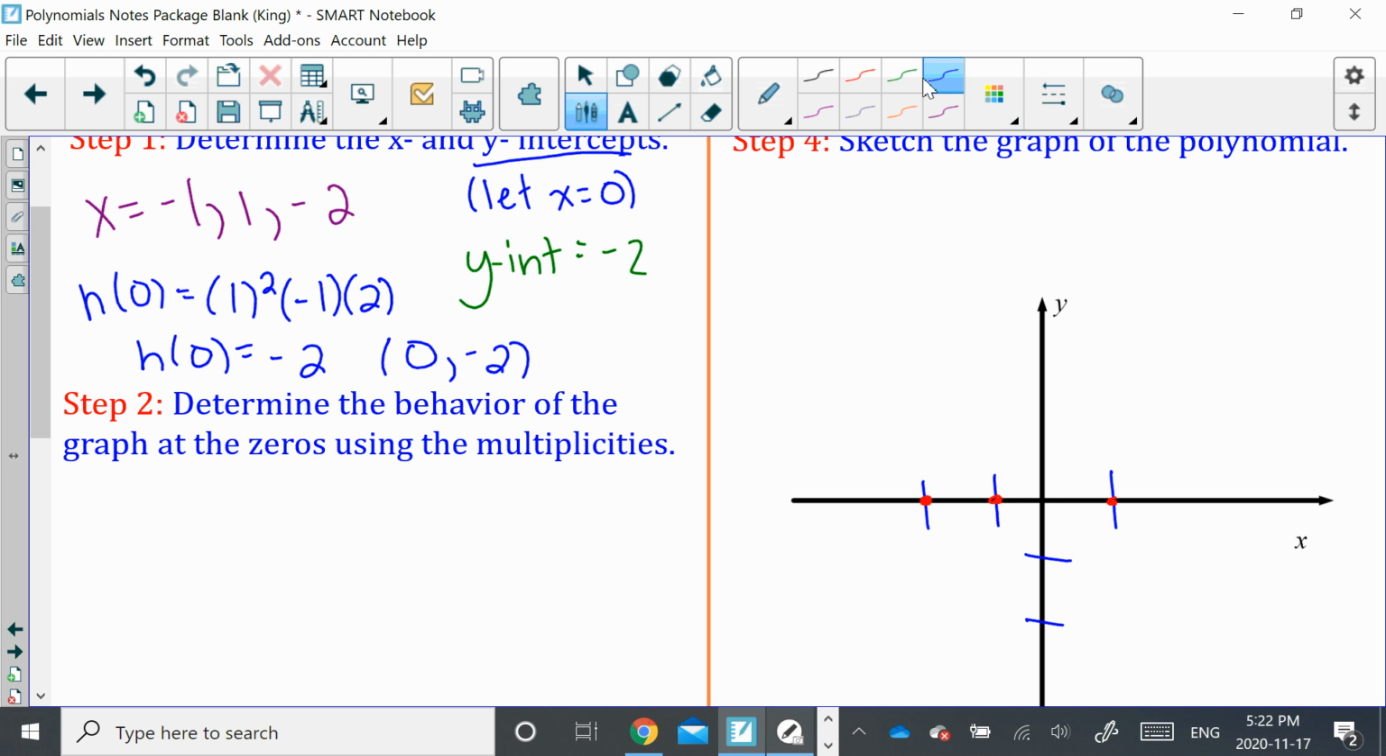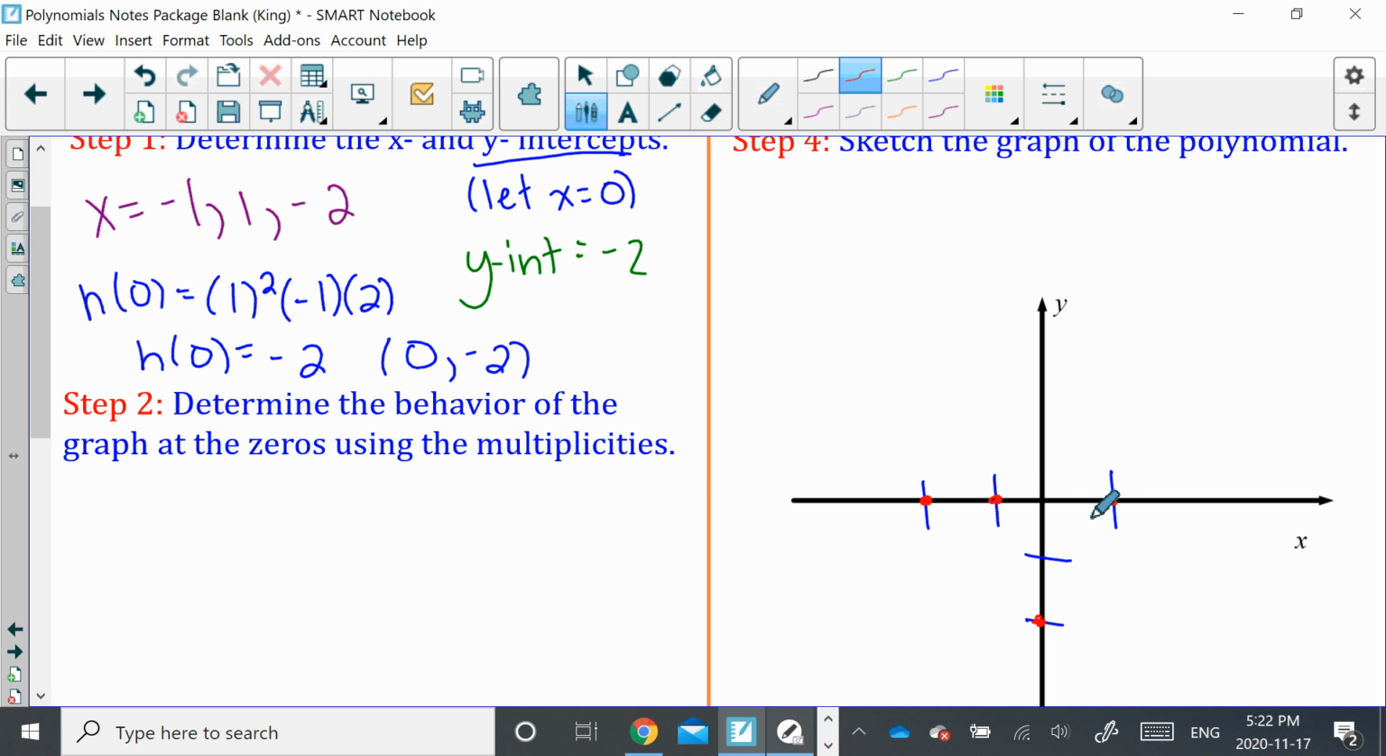So let's go to our graph and put in a y-intercept of -2. Again, first thing when you're given a polynomial function, figure out what the x-intercepts and y-intercepts of your graph are. The next 2 things we want to know are what the end behavior of our graph is, and what the behavior is at each 0.